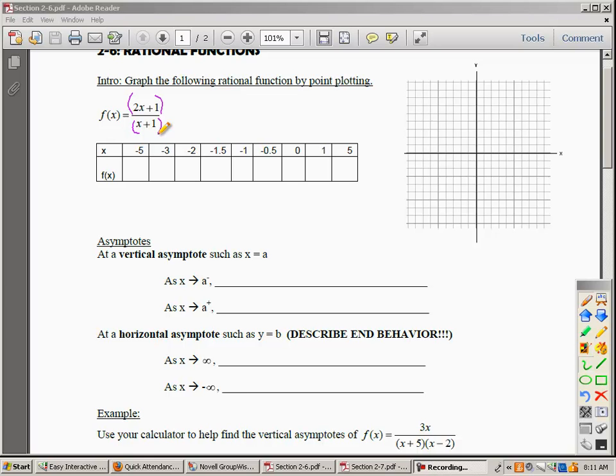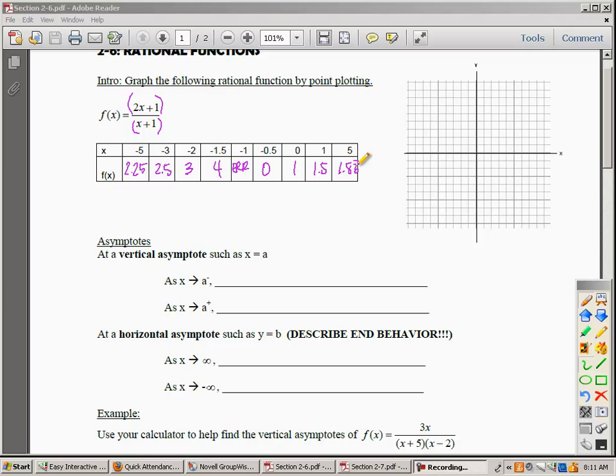Once I put this in my graphing calculator, I'm going to start entering my y values. At -5, I get 2.25. At -3, I get 2.5. At -2, you get 3. At -1.5, you get 4. At -1, you end up getting an error, and we'll talk about that in a second. At -0.5, you get 0. At 0, you get 1. At 1, you get 1.5. And at 5, you get 1.83 repeating.